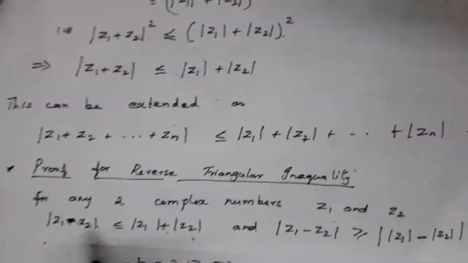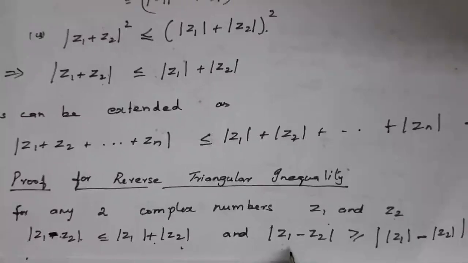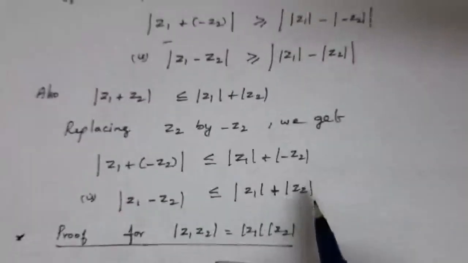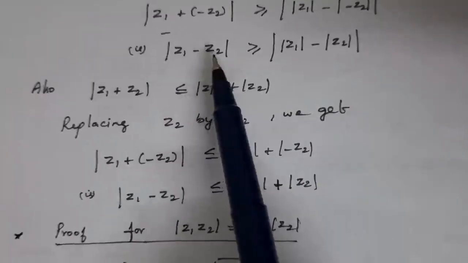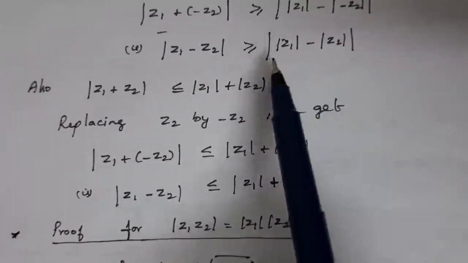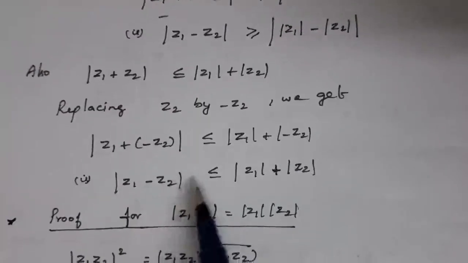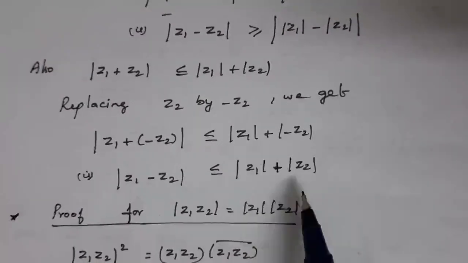So this is the statement of the reverse triangle inequality, and we have proved the two results. Modulus of z1 minus z2 is greater than or equal to the entire modulus of mod z1 minus mod z2, and modulus of z1 minus z2 is less than or equal to mod z1 plus mod z2.